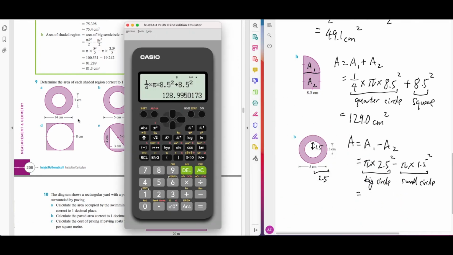So I'm just going to type it up. So shift pi times 2.5 squared. Take away pi times 1.5 squared. And you get 12.56. So one decimal place is 12.6. Okay, so that's pretty clear.